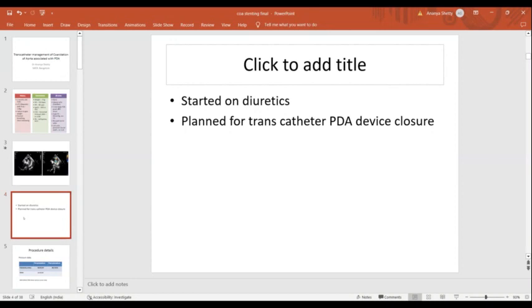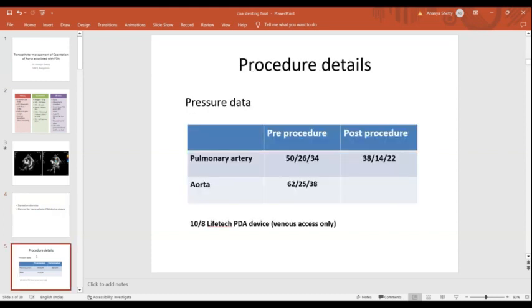The child was started on diuretics and was planned for transcatheter PDA device closure. The pressure data during the procedure was as follows. The PA pressure, as we can see, shows equalization of the diastolic pressure, and the systolic pressure is more than 2/3 systemic. The PDA was closed using a 10-8 LifeTech PDA device from the transvenous access, and post-procedure, the PA pressure dropped to 38 by 14 millimeters of mercury.